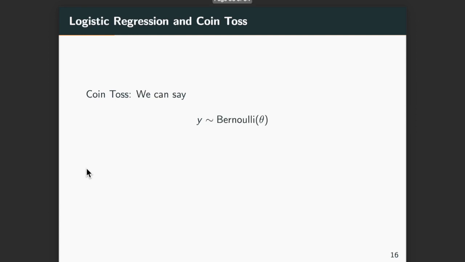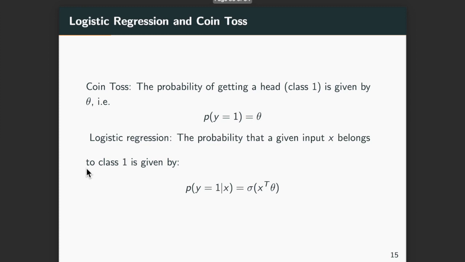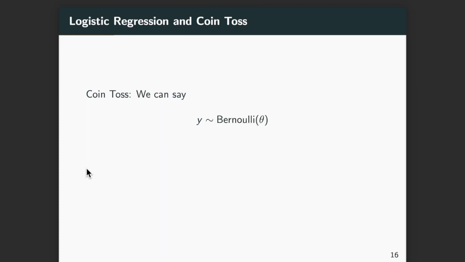Okay. Next, based on the previous lines, we can say that for the coin toss, y is Bernoulli distributed with the probability of class 1 being theta. Right? This is what we had said. This is the Bernoulli distribution for coin toss. What can we similarly say for logistic regression? Harshit, what do you think?